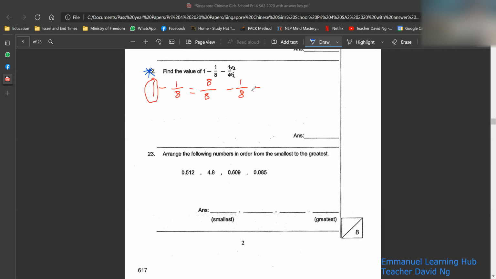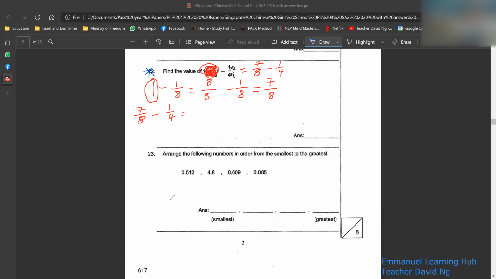Minus 1/8. So what's the answer here? 8/8 minus 1/8 equals 7/8. Very good. 7/8. So that means this part here is 7 over 8. So you can change it to 7 over 8 minus 1/4. Am I right? Yeah. So let's attempt this together.